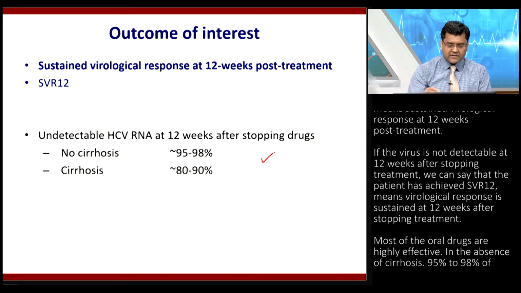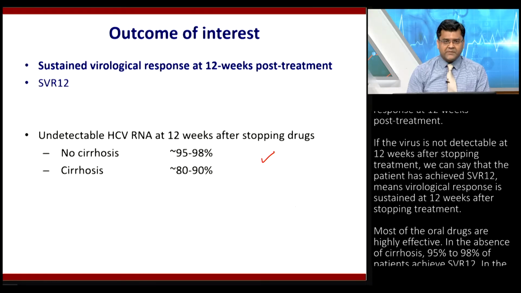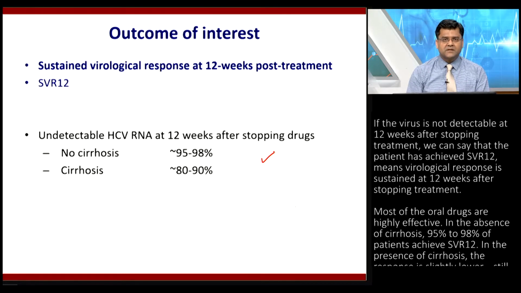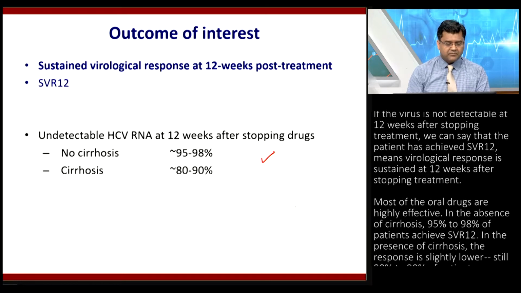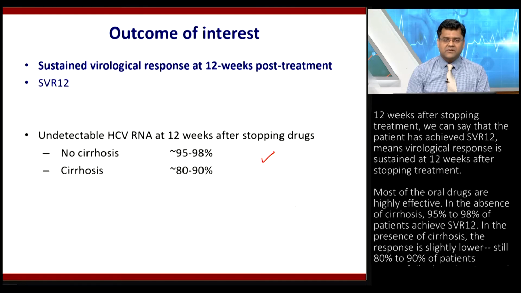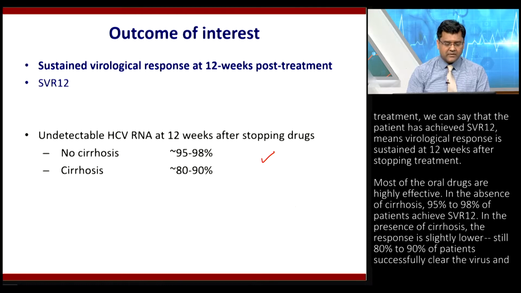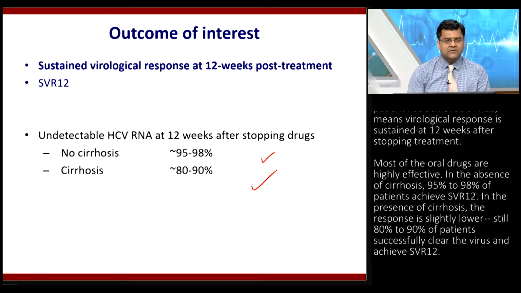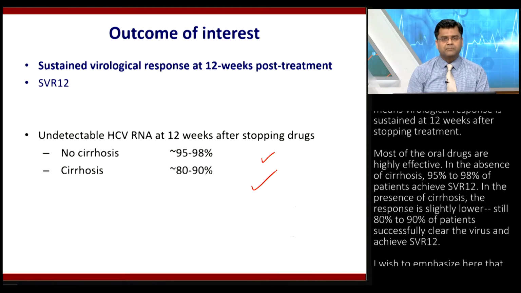Most of the oral drugs are highly effective. In the absence of cirrhosis, 95 to 98% of patients achieve SVR12, and in the presence of cirrhosis the response is slightly lower. Still, 80 to 90% of patients successfully clear the virus and achieve SVR12.